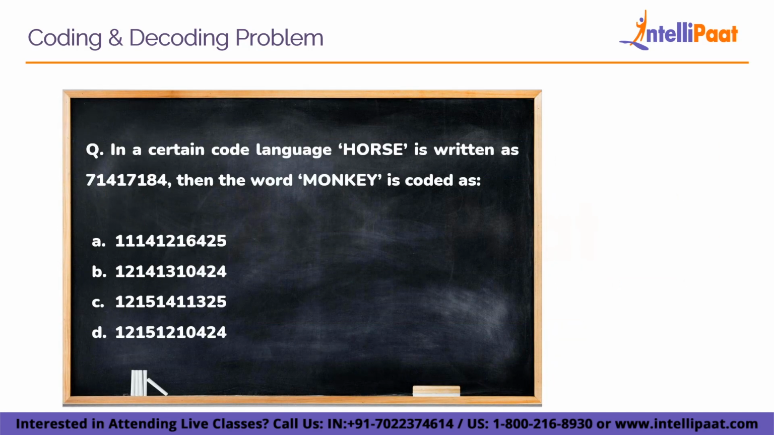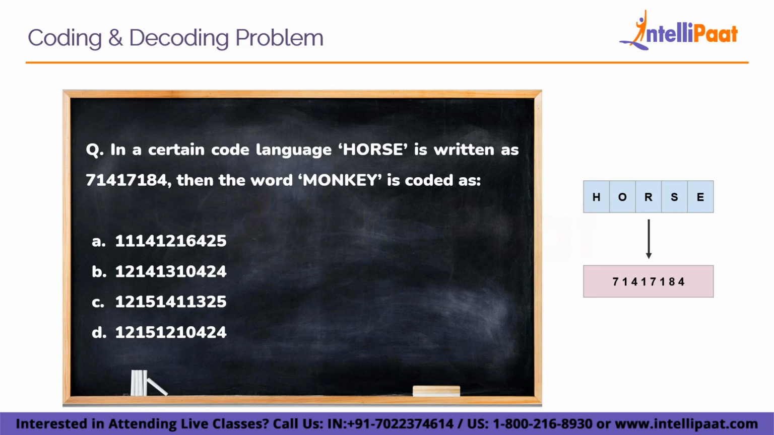Okay, now let's jump on to our first problem, and the question is, in a certain code language, horse is written as 71417184, then the word monkey is coded as. So how to approach this question, right? So first we have to see what we have given in the question. So in the question, we have given that horse is written in some numeric code, right?